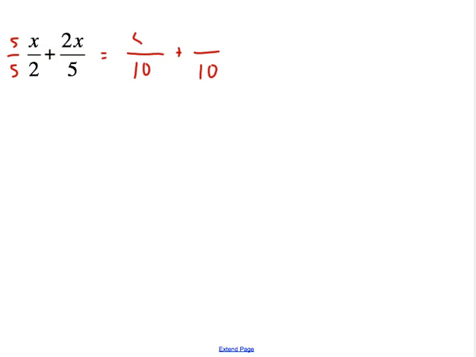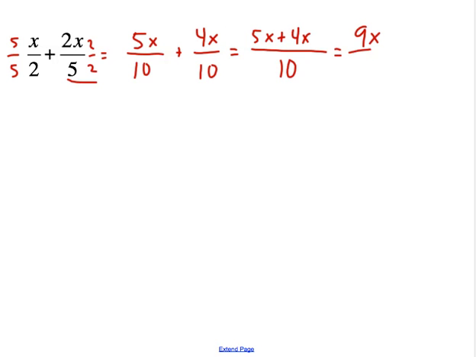5 times x gives me 5x. The fraction on the right, I need to multiply by 2 over 2. The 5 times 2 here will give me 10. On top, I have 2x times 2, which is 4x. Now I can combine them into one fraction over 10. 5x plus 4x, which is 9x. So our answer is 9x over 10.